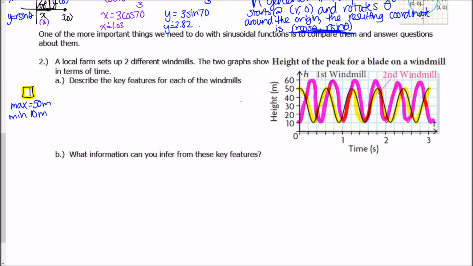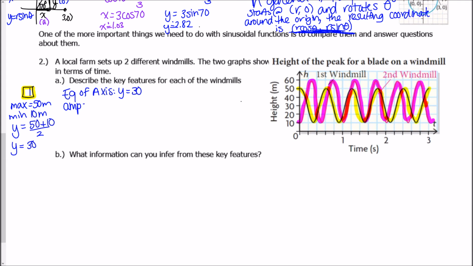So to find my equation of my axis, I'm just going to add the min and the max together and then divide it by 2. So when I add it all together, I get 60 divided by 2, which is y equals 30. And if you notice right here, if I draw in the line y equals 30, that's exactly halfway between my peak and my trough of my yellow graph, okay? So equation of the axis, y equals 30.